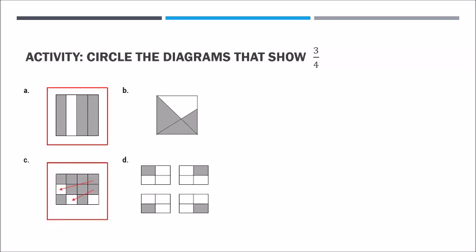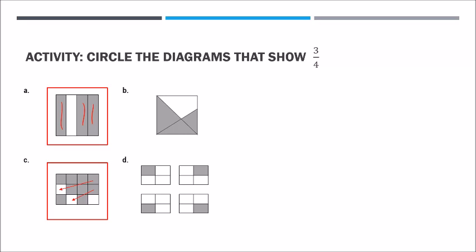So our solutions here are A and C. The reason for that is I have 4 equal parts, and 3 of them are highlighted. So 1, 2, and our very first one, 3. And 1 left over, but 4 equal parts there. So part A is a 3/4 representation.